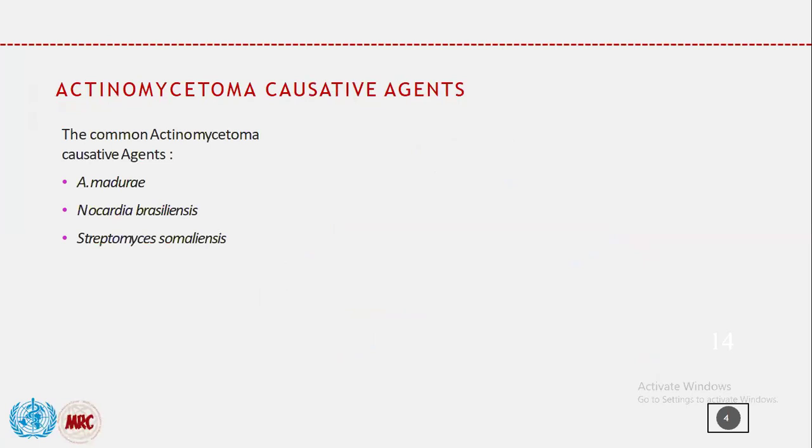The most common causative organisms for actinomycetoma are Actinomadura species, in which the most common are Actinomadura madurae and Actinomadura pelletieri. Also, we have Nocardia brasiliensis in Brazil and Streptomyces somaliensis in Somalia. This type of mycetoma is characterized by the formation of white, red, and yellow grains.